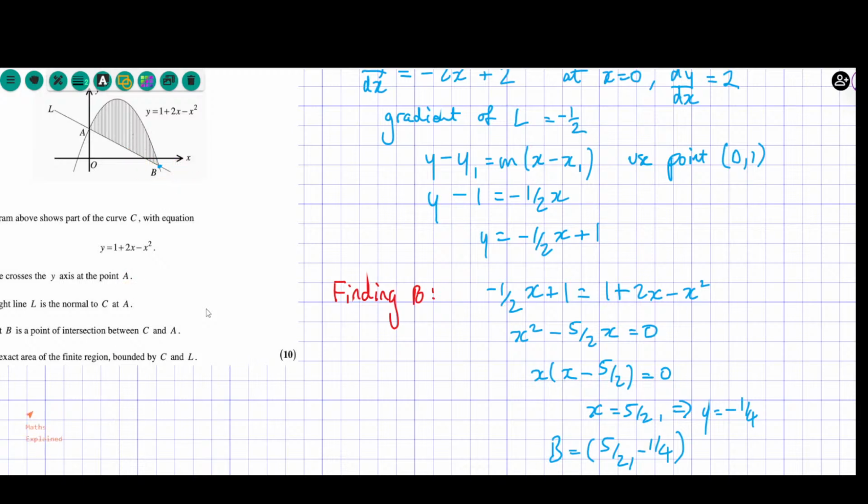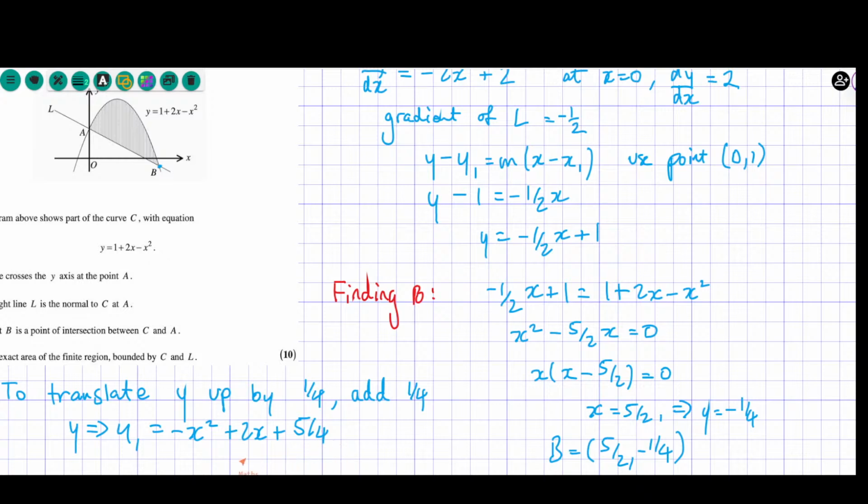So then we could say to translate y up by 1/4. I don't exactly know the best way to say this, but there you go. So let's say we translate y to y1, which equals negative x squared plus 2x plus 5 on 4. Okay, so now we want to find the area under y1.